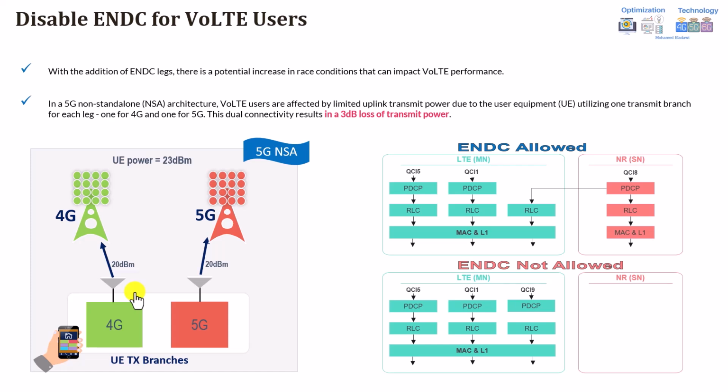So the main limitation is about losing the uplink coverage. You will lose around 3 dB if you are using ENDC for VoLTE users. So it's also being recommended to disable ENDC for the user in order to improve your drop rate. So this is exactly or similar to the carrier aggregation scenario, which was highlighted in the previous slide. Now let's jump to the last feature.